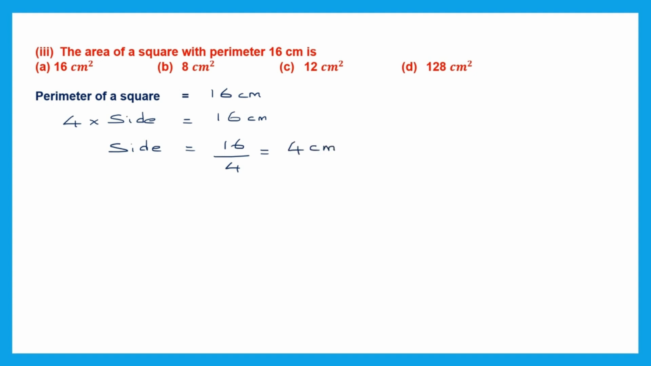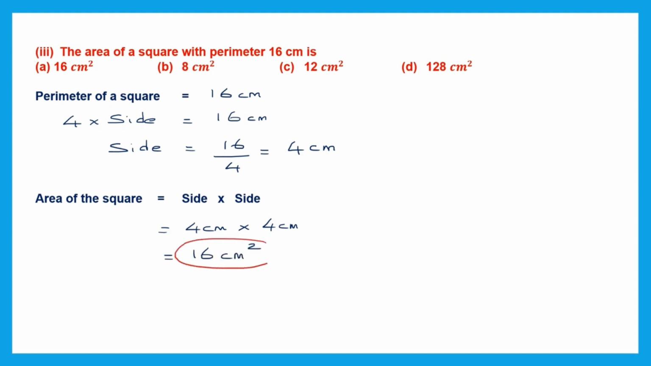Now that we know the side, we can find the area. So area of a square is side into side, that is 4 centimeters into 4 centimeters. 4 fours are 16 and centimeters square. So what is our answer? 16 centimeters square. Which option is that? That is option A, 16 centimeter square.